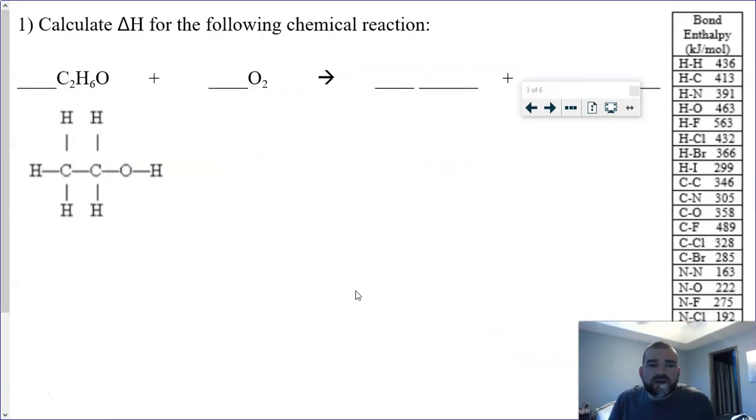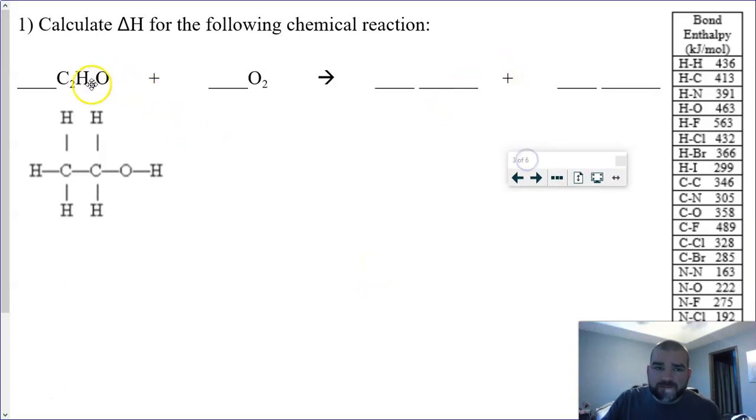Okay, so let's jump into our very first problem here. We have C2H6O, which I have given you the structure of. This is known as ethanol. And we have oxygen as the other reactant. Now, hydrocarbon, oxygen. What kind of reaction is this? It's combustion. We are burning something. Whenever you see something with carbon and hydrogen, and the other reactant being O2 gas, this is something burning. Now, what are the products of combustion?